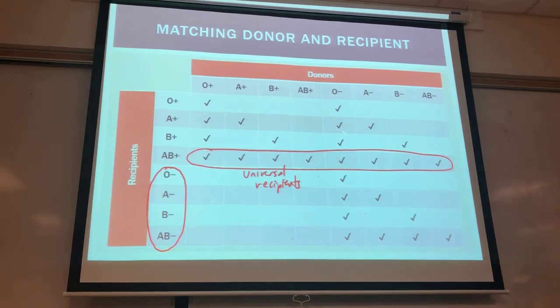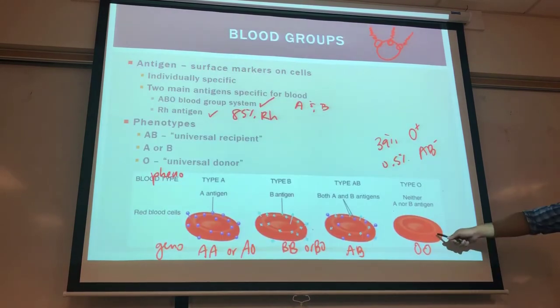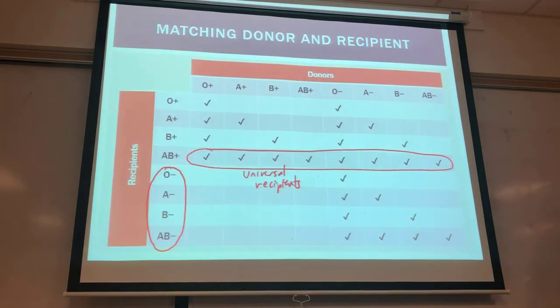Now conversely, here you can see O negative. Since O negative doesn't express any Rh antigen, nor does it express any A or B antigens, they can donate blood that looks just like this. So therefore, they can donate to any of the blood types. Here you can see O negative can only receive blood from O negative, but O negative can donate to every single type. Therefore, they are called the universal donors.